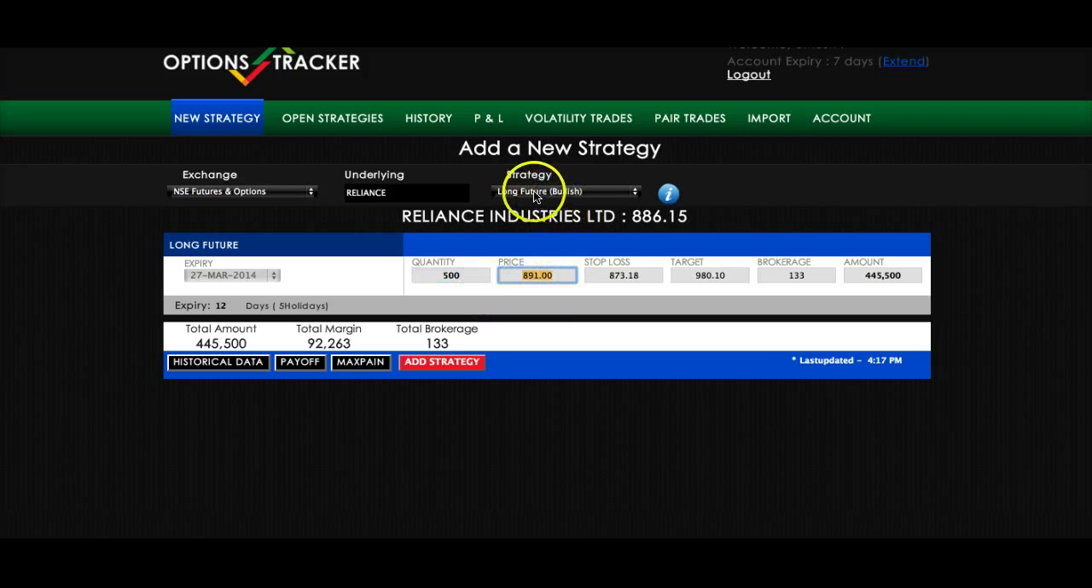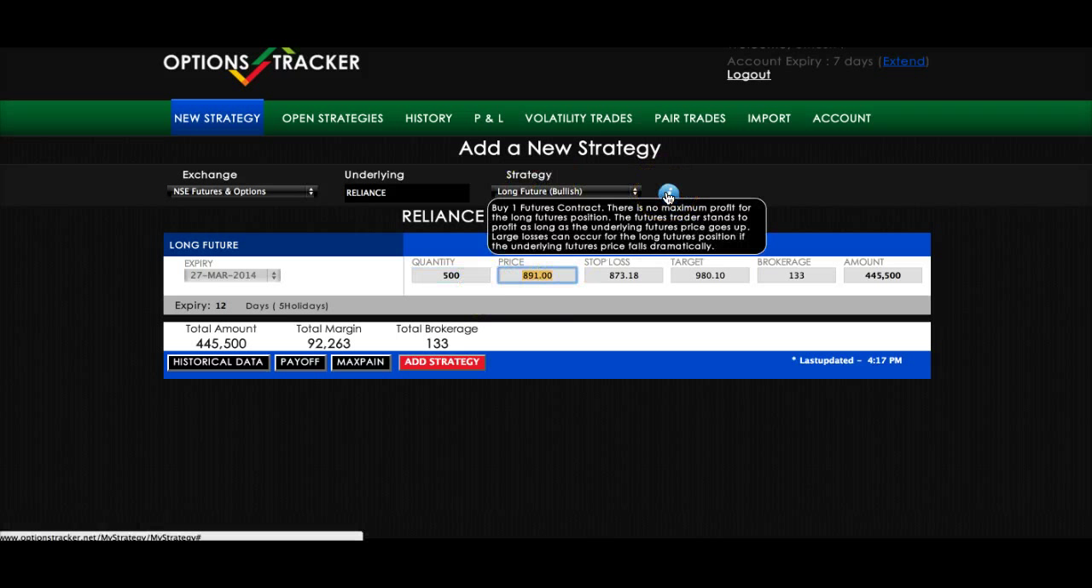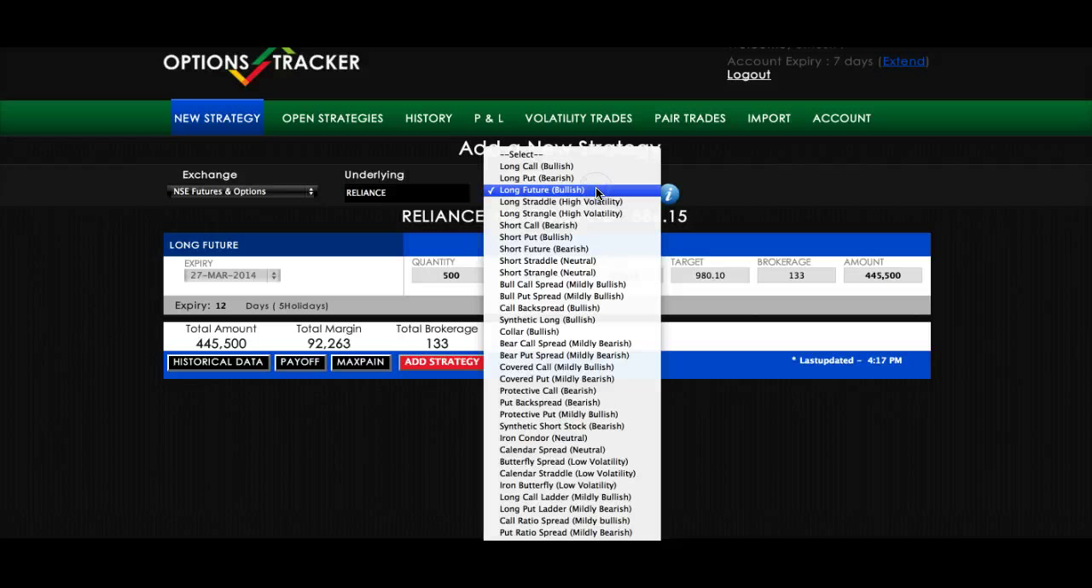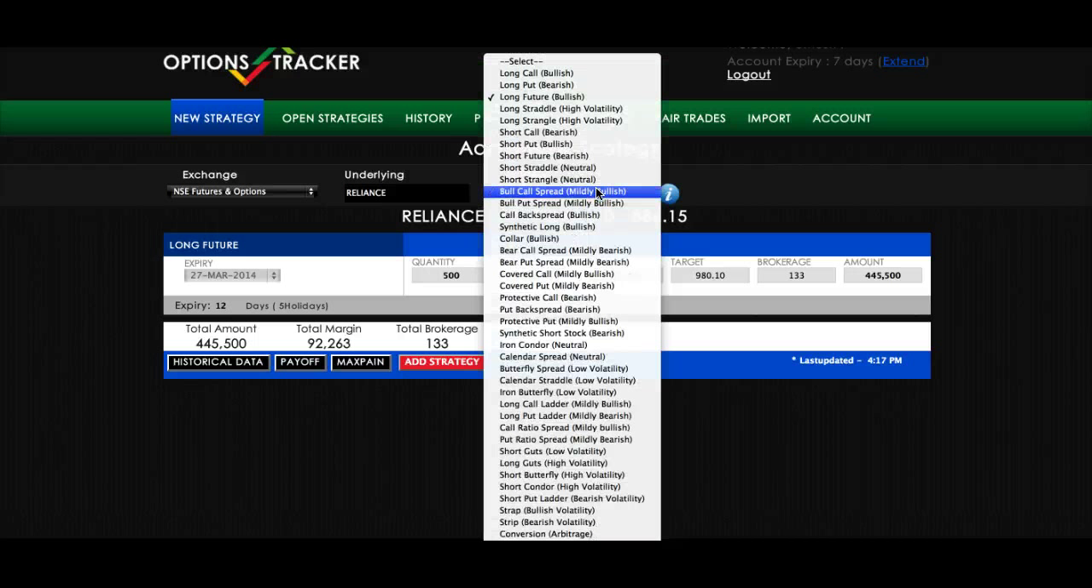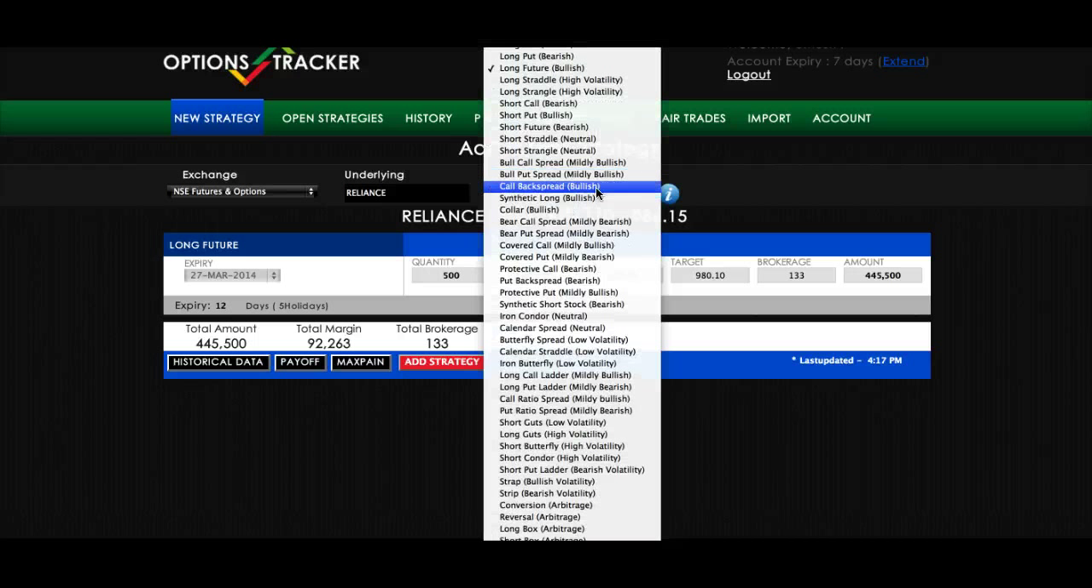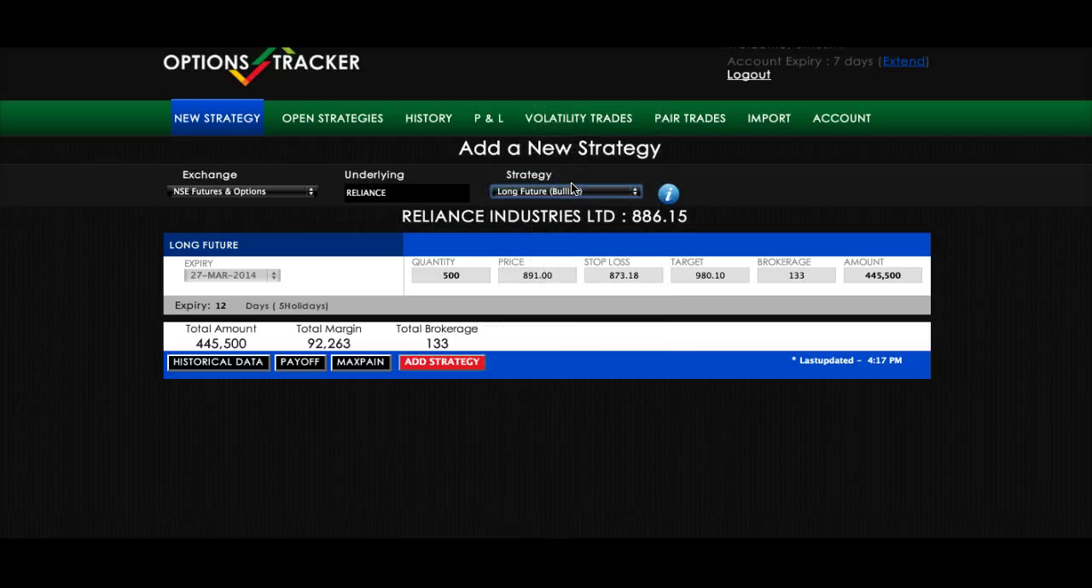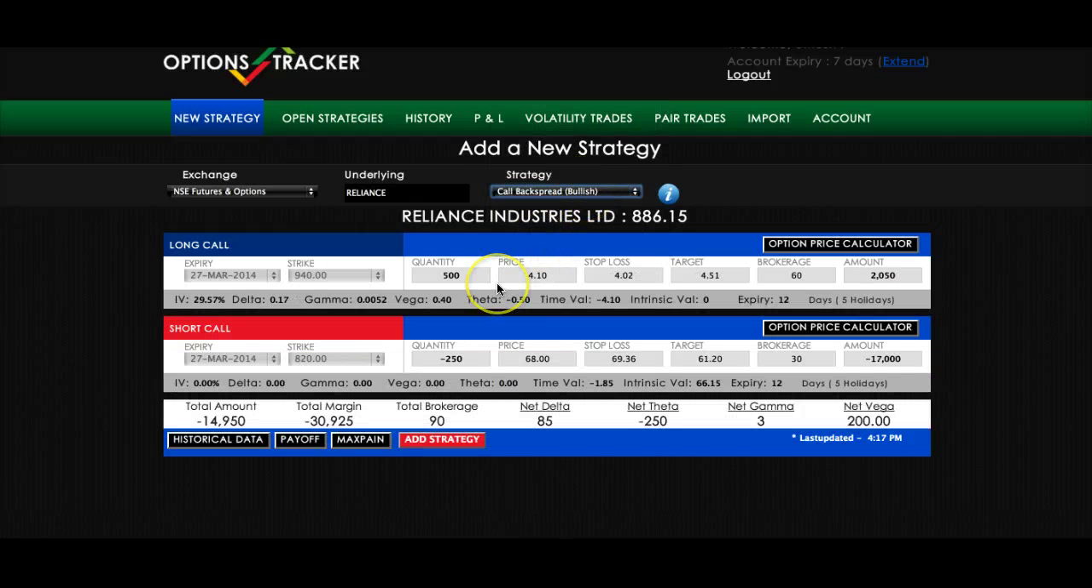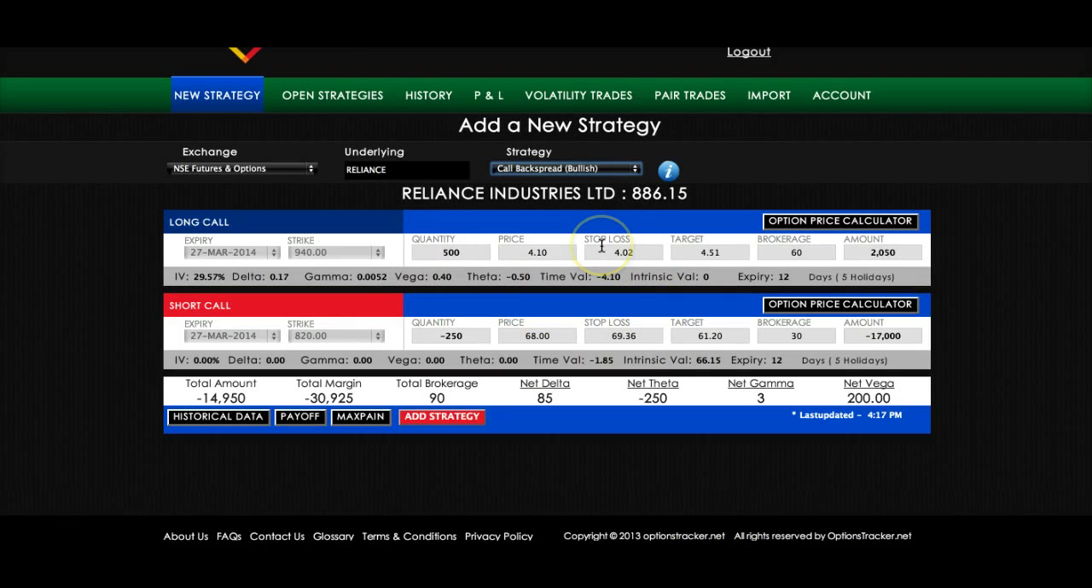You want to see what long future stands for, you can click on I over here, which gives you a brief description of what a long future does. It also gives you details of all the other strategies which are preloaded, and you have a basic idea of what. So let's say a call back spread is a bullish strategy. So when you select that, it automatically preloads the two positions for you, and you can click on add strategy.